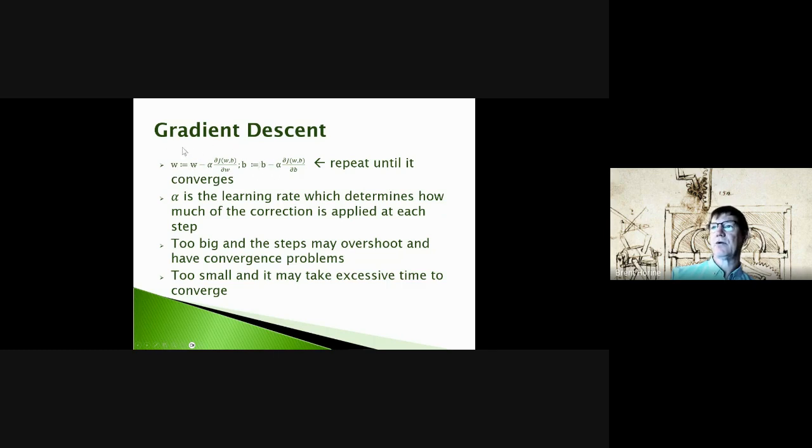So this is that gradient descent algorithm. So again, this alpha is the learning rate, which determines how much of the correction is applied at each step. Too big, and the steps may overshoot, have convergence problems. And too small, as I said, may take excessive time to converge.